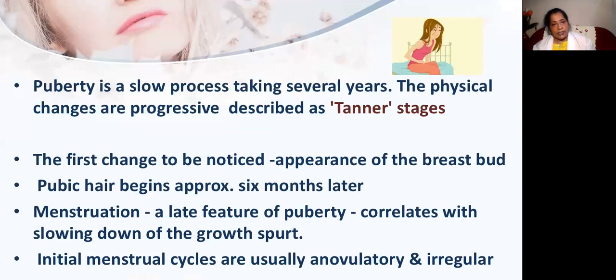Puberty is a slow process taking several years. The physical changes are progressive and are described as Tanner stages. The first change to be noticed is the appearance of breast bud, then pubic hair 6 months later. Menstruation, which is a late feature of puberty, correlates with slowing down of the growth spurt. Initial menstrual cycles are anovulatory and they are irregular. And this is a point which we must all note, because gradually with increasing age, the cycles would tend to be regular. And during this phase of puberty, supportive care is all that is needed.